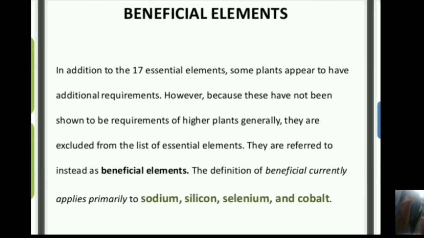So, beneficial elements. In addition to the 17 essential elements, some plants appear to have additional requirements. However, because these have not been shown to be requirements of higher plants, generally they are excluded from the list of essential elements. They are referred to instead as beneficial elements. The definition of beneficial currently applies primarily to sodium, silicon, selenium, and cobalt. So these are the beneficial elements in addition to the essential elements.